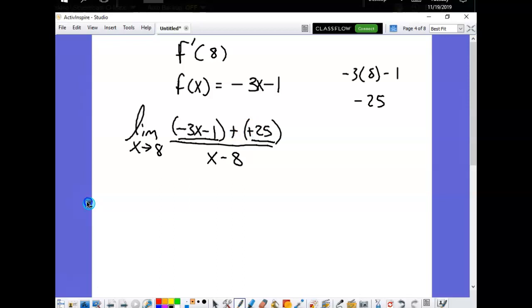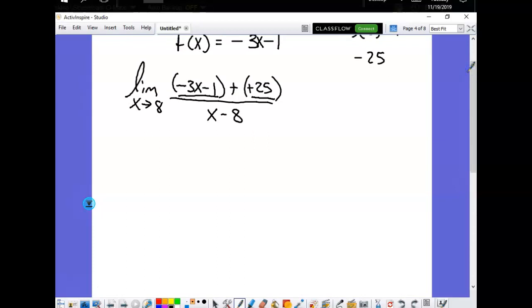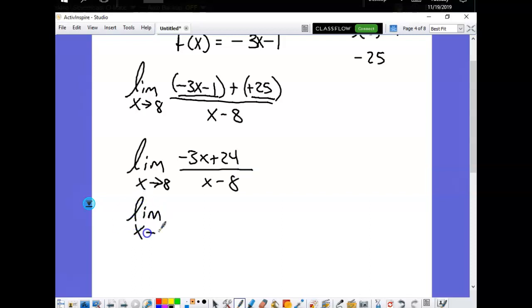Ricardo, what's next? And that gives us positive 24. How about Austin? What's next? Factor out the negative 3. What would that leave inside the parentheses? And there goes our discontinuity. And your answer is negative 3. Okay? There it is.